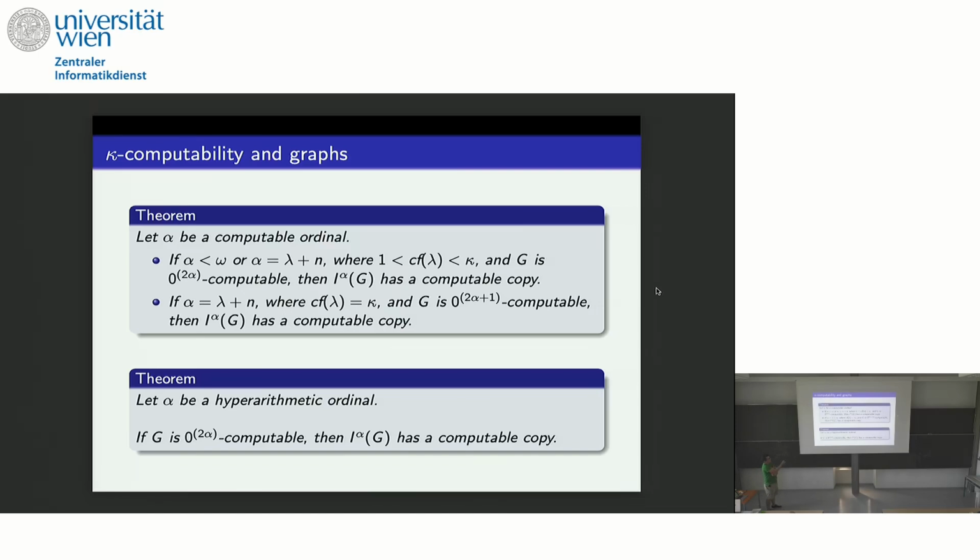So what it should be is, again, if the last limit has large cofinality, then you remove 2 alpha plus 1 many jumps. And if the last limit has small cofinality, you remove 2 alpha many jumps. We can't quite make this work in the second case where the last limit has large cofinality. We can only remove 2 alpha many jumps no matter what. We can't quite get 2 alpha plus 1 in the case where we should get 2 alpha plus 1. This is for hyperarithmetic ordinals. Again, computable ordinals, no problem.